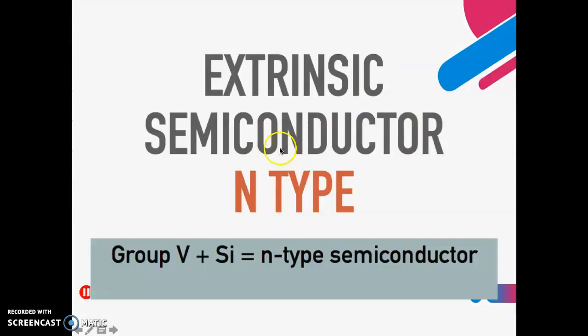Okay, so this is the extrinsic semiconductor. We have two types. One we call N-type, another one we call P-type. Silicon alone is intrinsic, pure. So we're going to add the impurity, and the process is called doping. So why do you add group 5? What is an example of group 5? Phosphorus and arsenide. And when you add group 5 to your intrinsic, you can get N-type semiconductor.